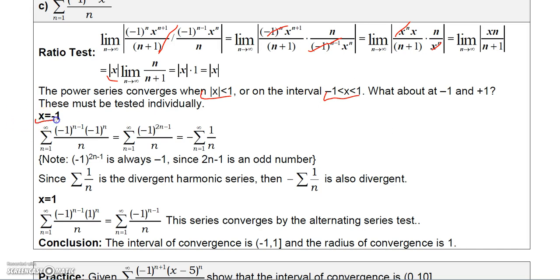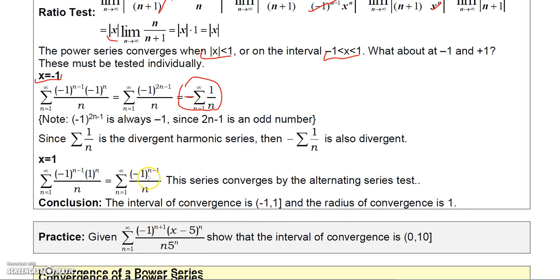If you let x be -1, then this series becomes (-1)^(n-1) times (-1)^n over n, which is (-1)^(2n-1). And actually you can show that that is simply negative the series 1 over n. I'll leave you to do that, but it's not hard to show. That is a divergent harmonic series, so that series diverges.